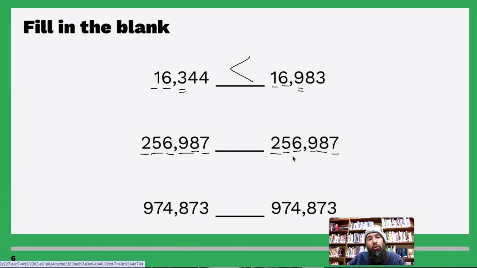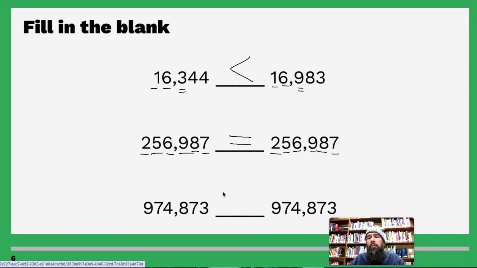So this is a trick problem. These are not less than. These are not greater than. These are equal to each other. Silly math teacher goat. They're equal to each other. So we're going to put a little equal sign there saying they're equal to each other. Okay? So that's how we're going to answer that one.